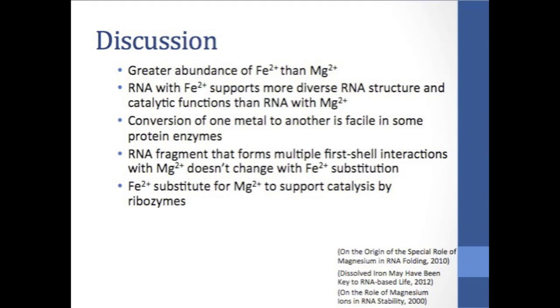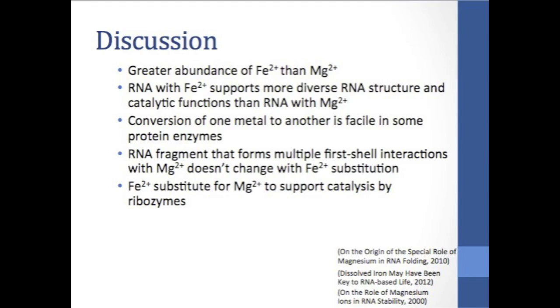This is because Fe2+ actually pulls electrons off of the phosphate groups in RNA more effectively than magnesium ion. Conversion of one metal to another is easy in some protein enzymes. This would make it plausible for organisms to switch from RNA to proteins and still survive when iron ion became unavailable during the Great Oxygenation event.